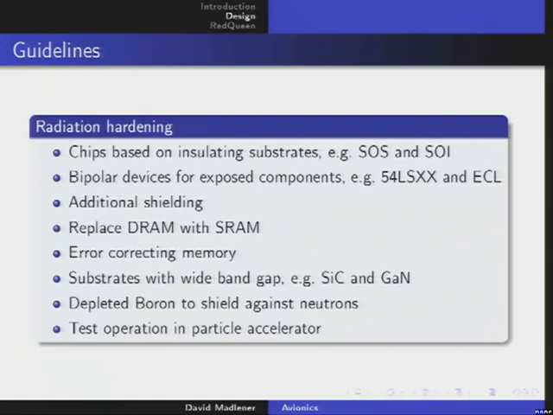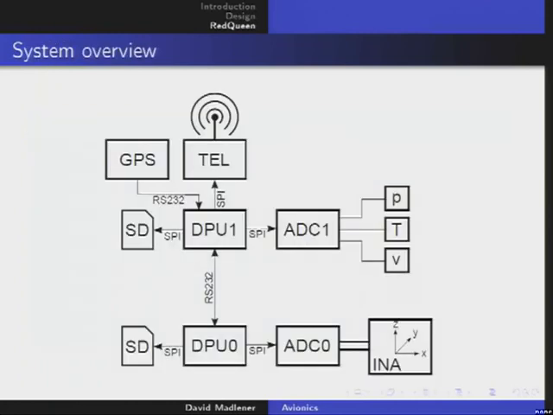And of course, you can test the operation of avionics by putting it into an accelerator. For example, we have the possibility to go to the GSI near Frankfurt and put our stuff in a particle accelerator to test if it's working at a certain amount of kilorads. So let's talk now about the avionics we have built.